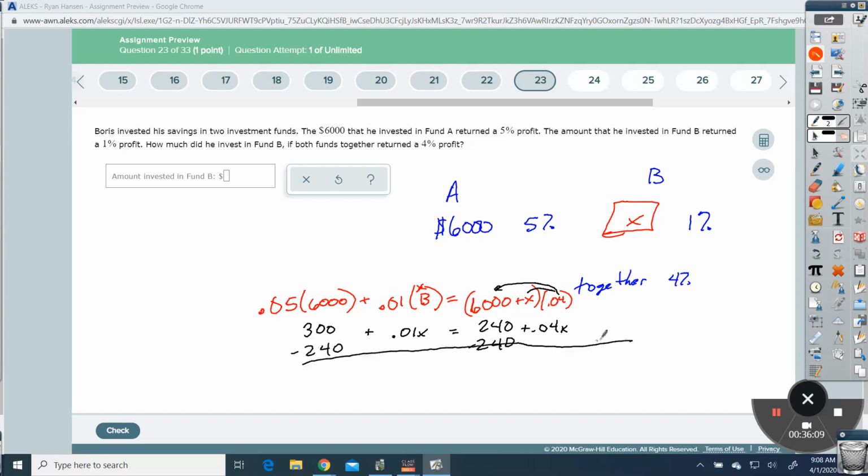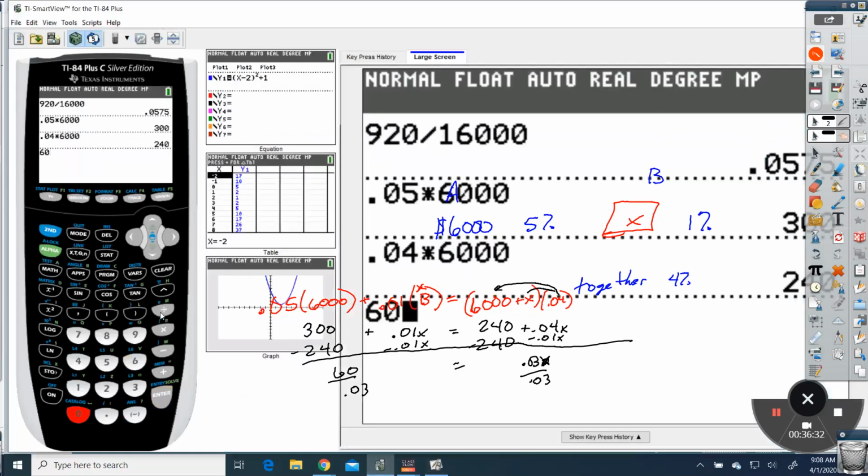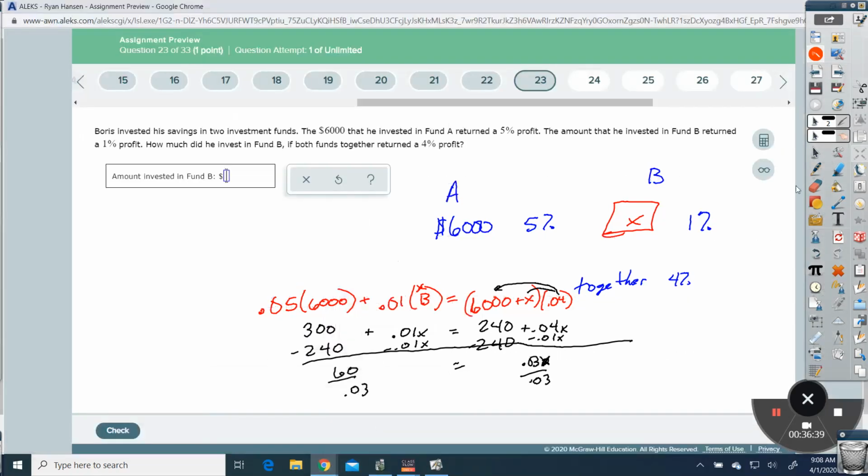So 300 minus 240, whoops, that was a little bit high, is 60. I'm going to minus the 0.01X over to here. So that makes 0.03X. So now I'm going to divide it by 0.03. So I'm going to go 60 divided by 0.03. And that gives me 2,000. So that says X equals 2,000.